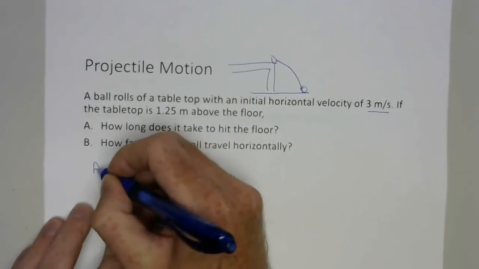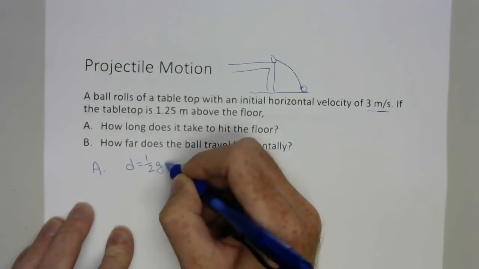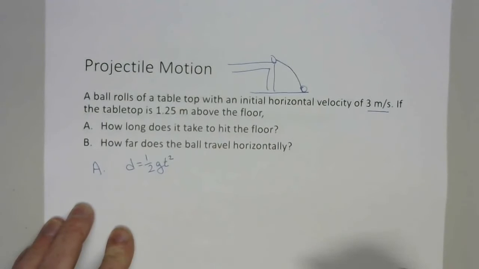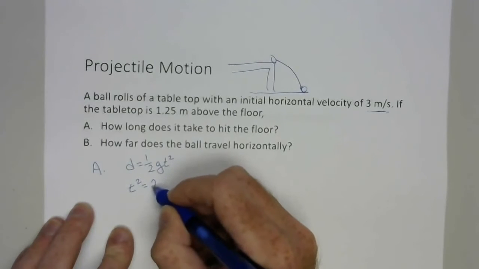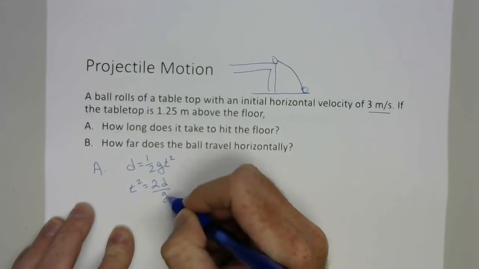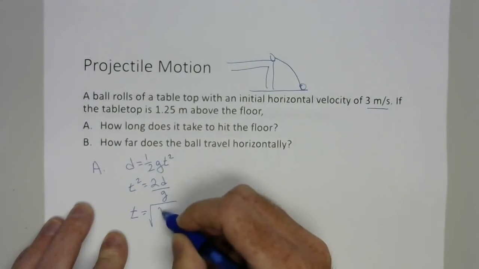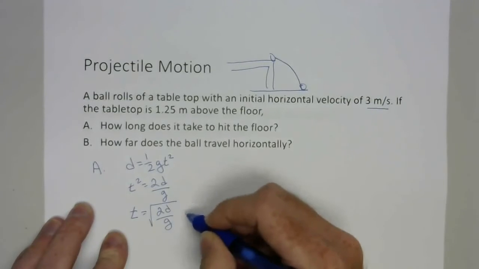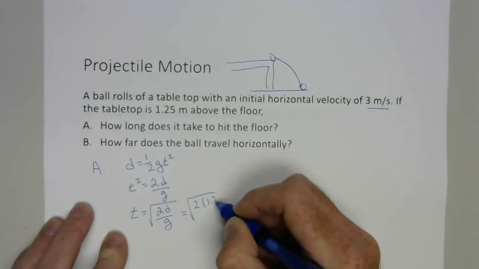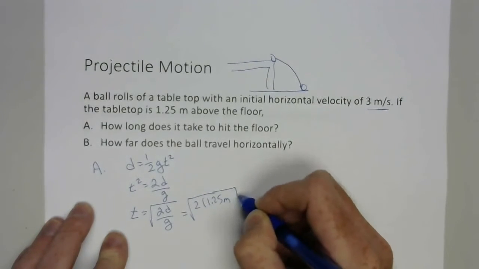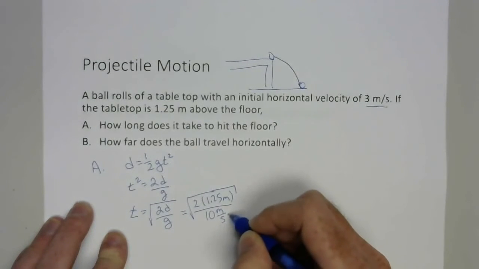So for A, we're just going to use the distance is equal to 1/2 gt squared. And we want to solve for t. So t squared equals 2d divided by g. So t is equal to the square root of 2d divided by g. We're going to plug in, so square root of 2 times the distance, 1.25 meters, divided by our g, which was, again, 10 meters per second squared.